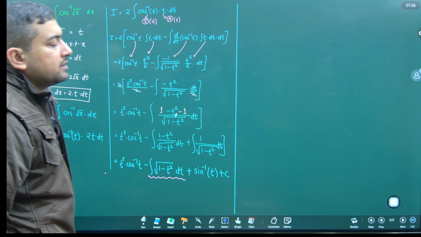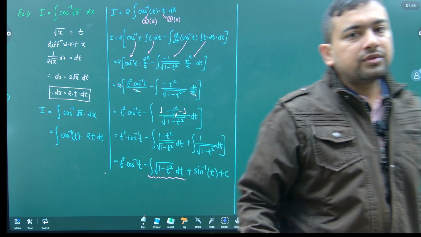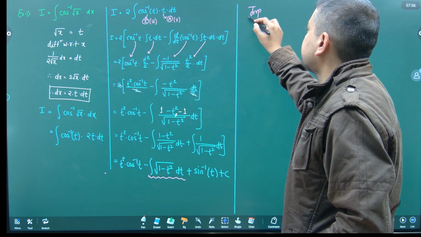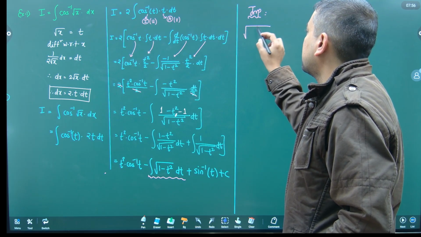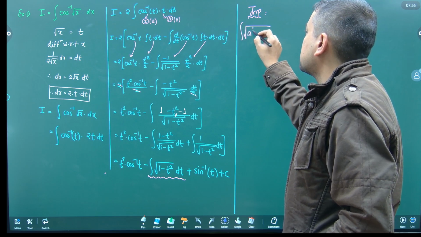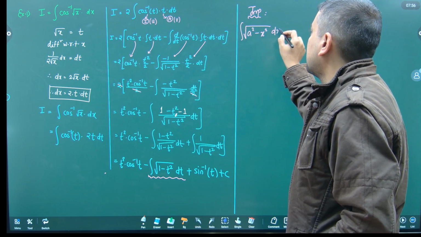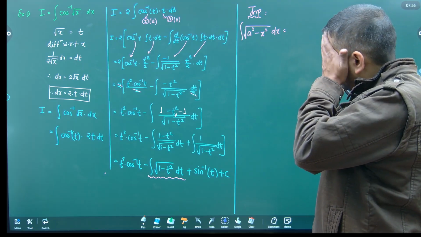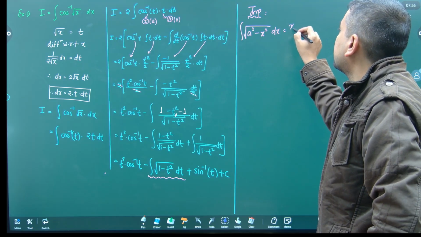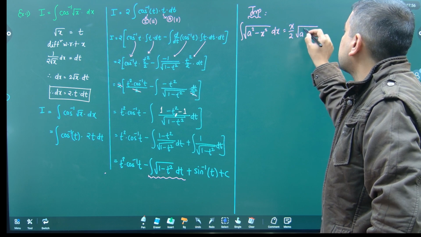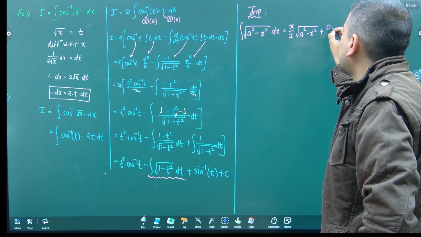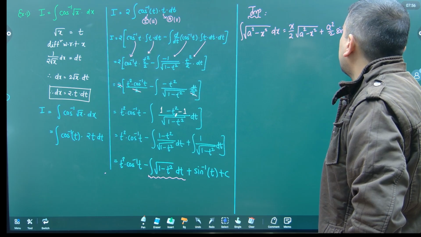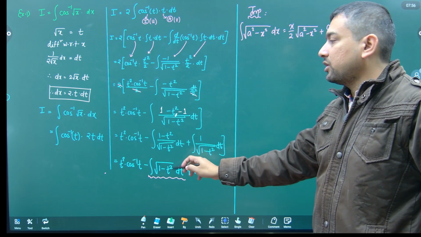Now in the same part we have the three formulas. What are the formulas? Important formulas we need to remember. First one is integral under root a square minus x square dx. Let us revise here only. So what is that? It is x by 2 under root a square minus x square plus a square by 2 into sine inverse of x by a plus c, correct? Which we are going to use here.